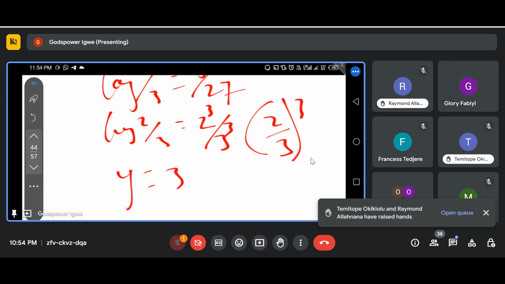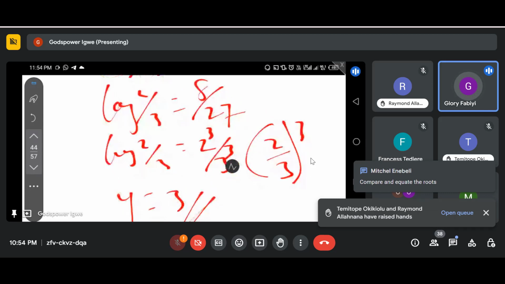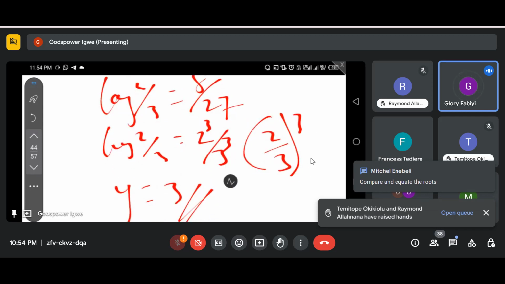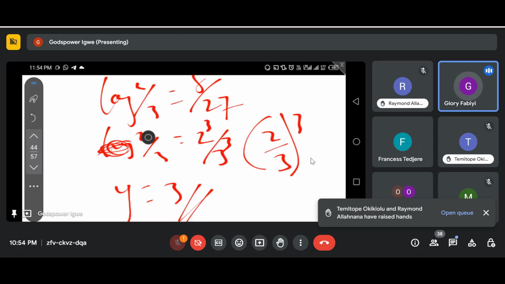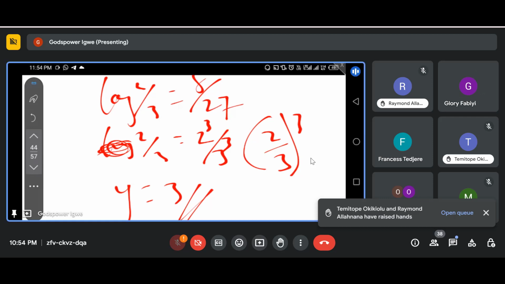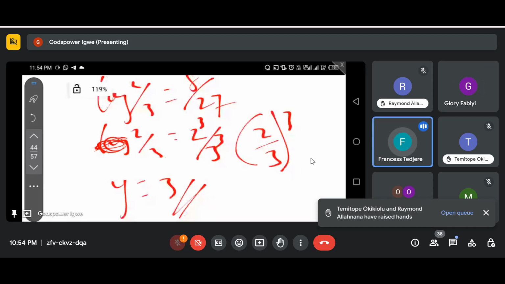That's why I'm asking, why is y equal to 3? You shouldn't be writing the answer just like that. The log on this part should not be right. It should be 2/3 raised to power y. Why did you say I'm not supposed to cancel?